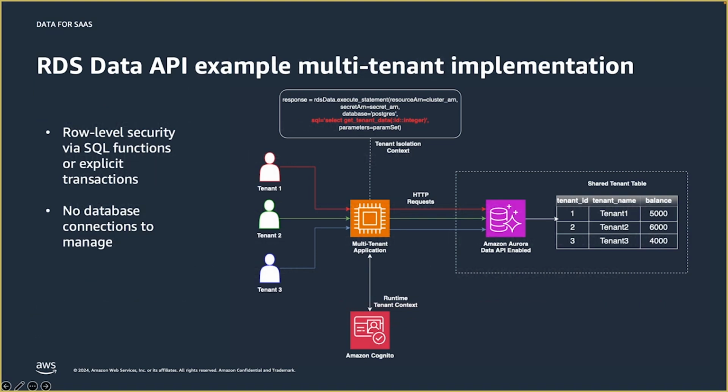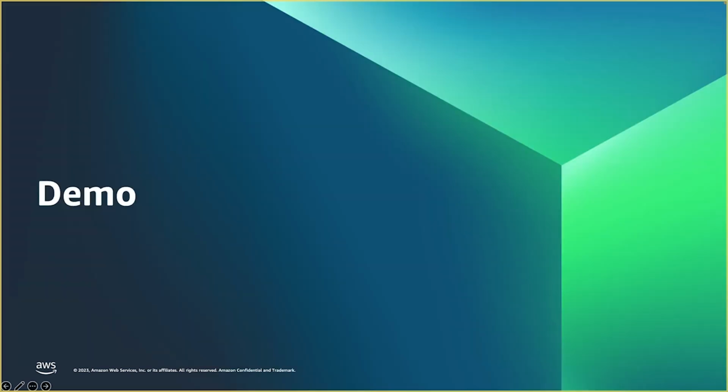So going back to our reference architecture, here is an example of implementing multi-tenancy with the RDS data API. Here we can either enforce our row-level security via SQL functions, or we can do it via explicit transactions, which we'll see in the demo in a moment. But the key part here is that we've removed that middle layer from our architecture. So we've not got any connections to manage, we've not got any centralized connection pooling, or even any client-side connection pooling that we have to contend with here as part of the architecture. So let's take a look at that in action now.